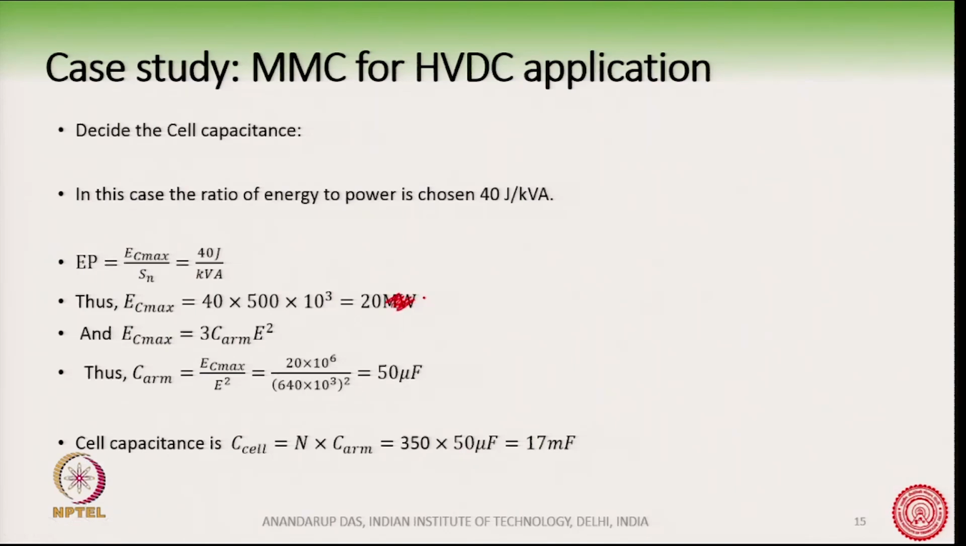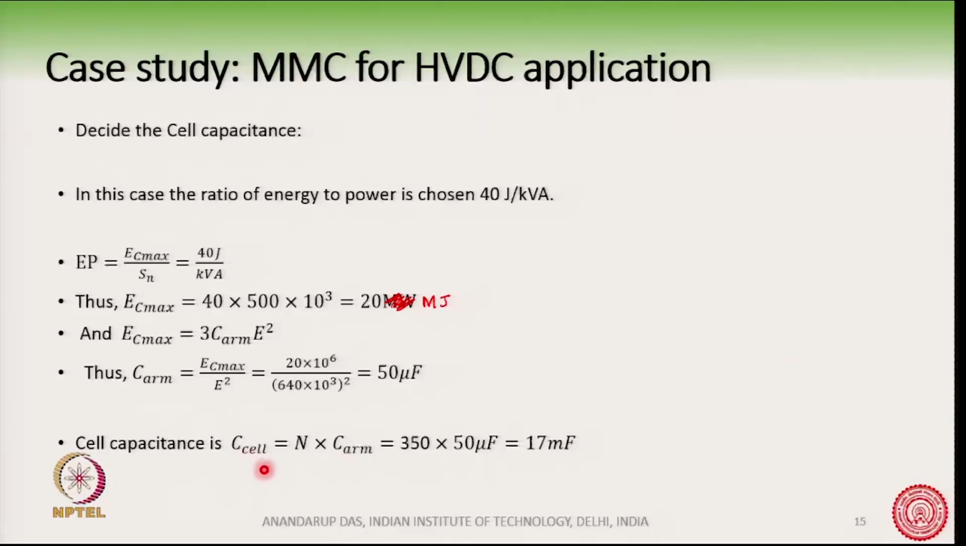So, this is 20 megajoule, and EC max, as we have seen earlier, is 3 times C arm into E square. So C arm will be equal to EC max by E square and will come out to be 50 microfarad. This value of 50 microfarad is the total effective arm capacitance. The cell capacitance is related to the arm capacitance because there are n number of cells, or n number of capacitors, connected in series.